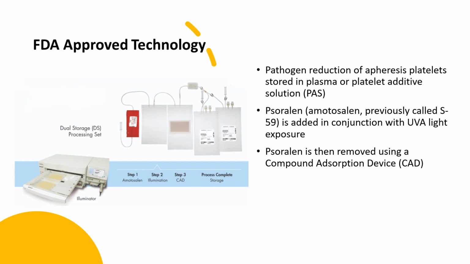Pathogen reduction is performed within the first 24 hours of platelet collection. It can be used on both platelets stored in plasma or platelets stored in platelet additive solution. Psoralen is first added, then the product is submitted to UVA light. The psoralen is then removed from the product using an absorption device prior to distribution.